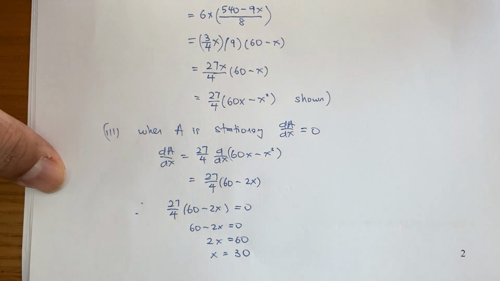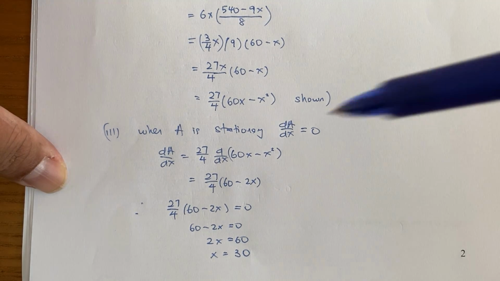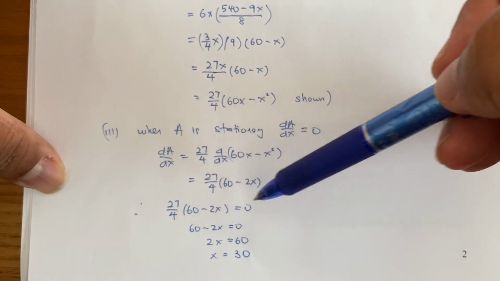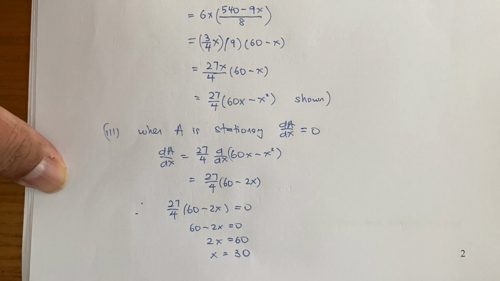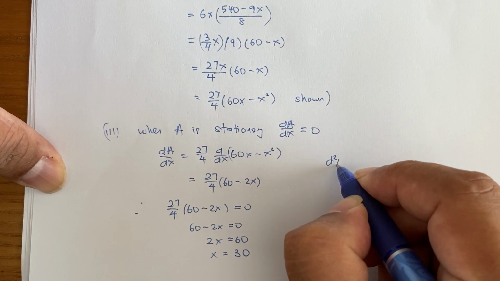Now I need to show that this is not the end of this. I need to show that this value of x makes A the maximum. Again I have two options. I can either use the first derivative test or the second derivative test. To choose which one is more efficient, I look at the dA/dx function again. This is a very easy function to differentiate. So again, I choose the second derivative test.